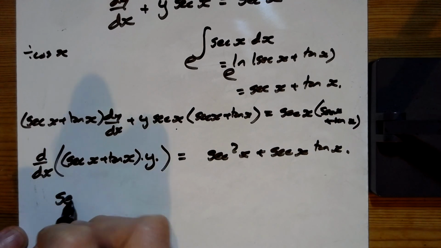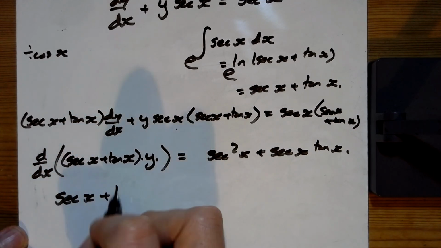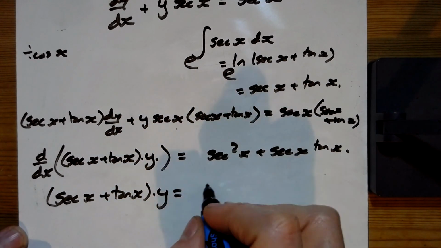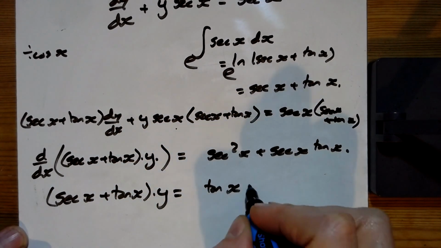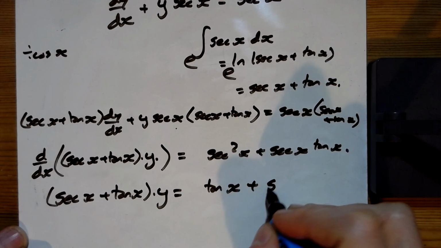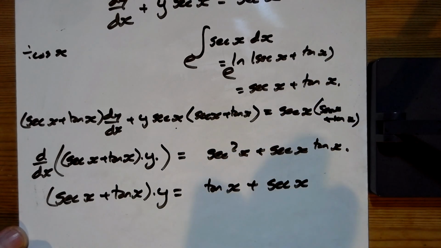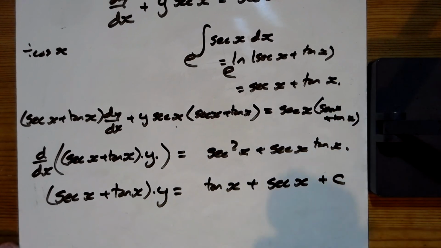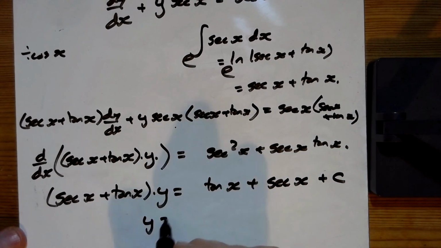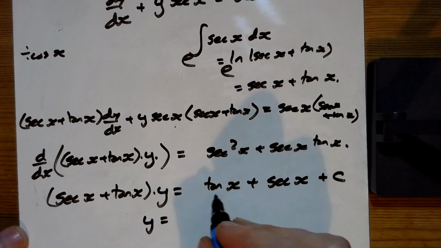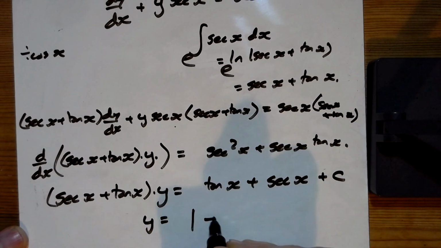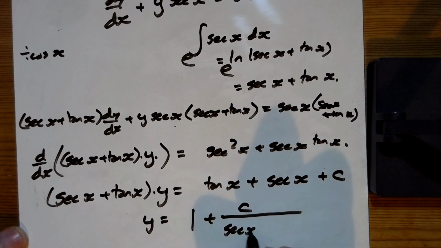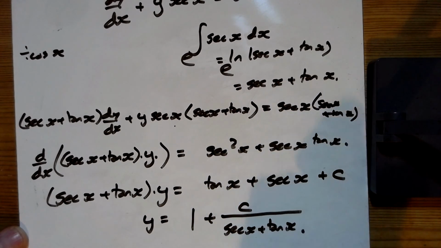Integrating both sides gets rid of the product rule part there, and sec squared, as we just said, that goes to tan, and sec x tan x, that goes to sec x. Plus c there. And so dividing both sides by sec x plus tan x, well, that divided by that just makes 1. So we get y equals 1 plus c over sec x plus tan x.